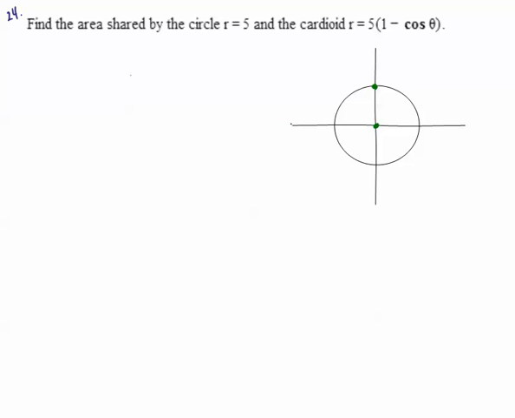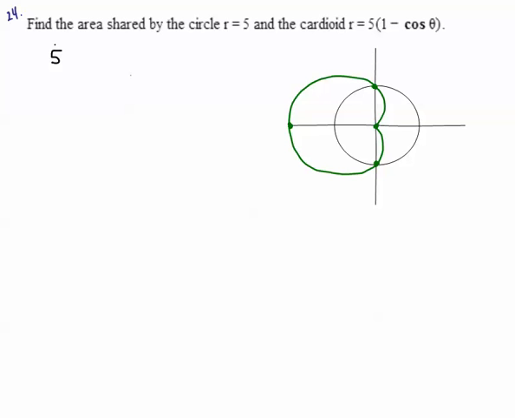So at pi, we're going to be way out here at 10. From that, hopefully you can see that this cardioid is going to do something like this. The cardioid is going to be symmetric about the x-axis here, and it's going to come in and do something like that. And we can double check that these two curves intersect, and we'll find where they intersect right here.